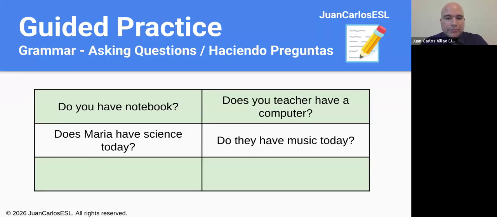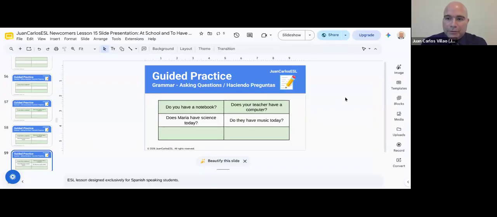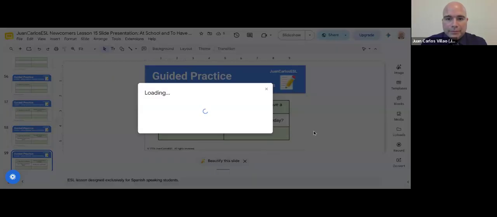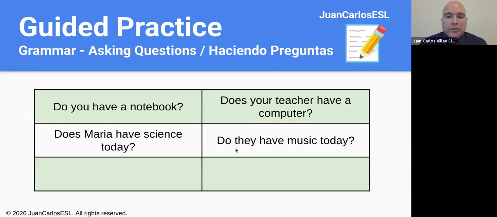So let me correct this as well. Do you have a notebook? Does your teacher? And then do they have music today? Oops. Sorry about that. All right. So next question reads, do they have music today? So here, when the subject is they, the subject is third person and plural. So do they have music today? ¿Ellos tienen música hoy? So do they?